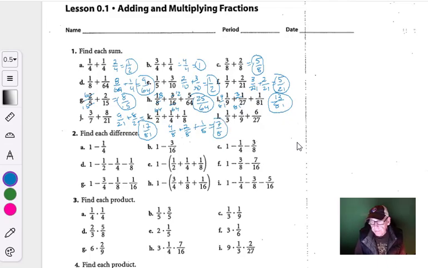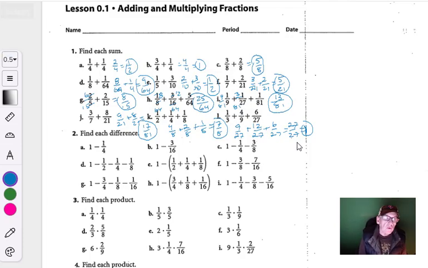Looking at L, we've got to go for 27. So 9 times 3 makes 27. That's going to be 9/27 for the first one. 3 times 9 makes 27. That's going to cause us to have 12 over 27 for the second one. And then we have the 6 over 27. So altogether we have 27/27, which is the same thing as 1. So we get 1 for that one.